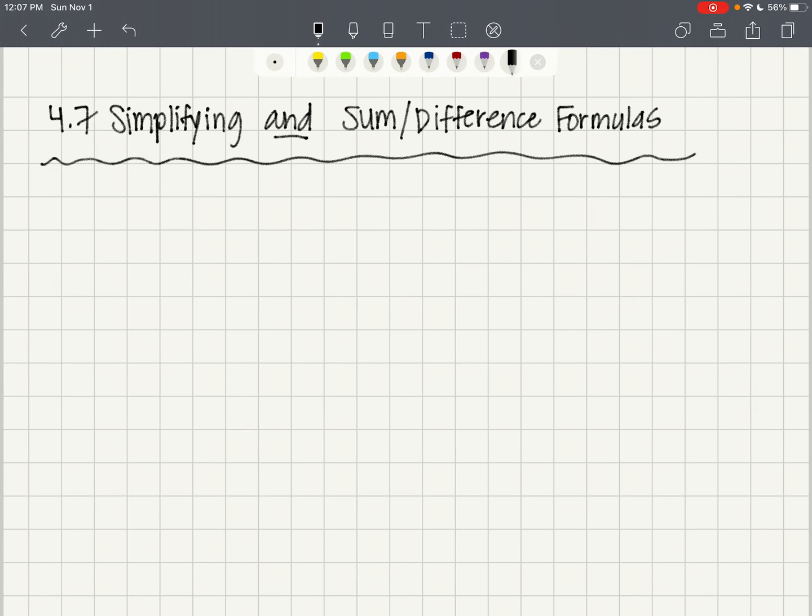We are going to simplify trigonometric expressions using different identities. So we're going to start with the fundamental identities and we'll work our way all the way up to sum and difference formulas. So let's start with the fundamental identities.